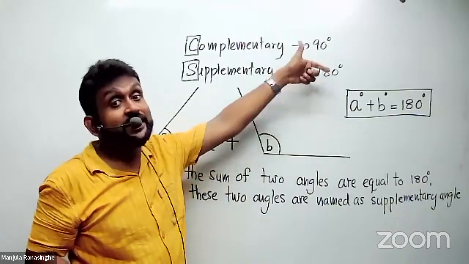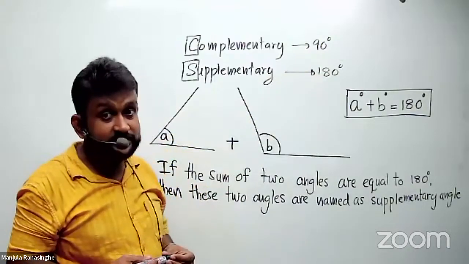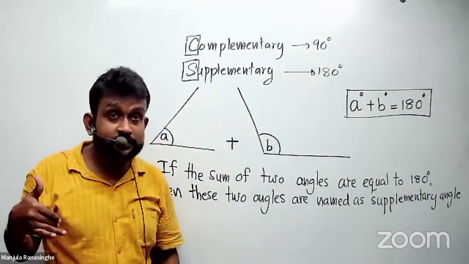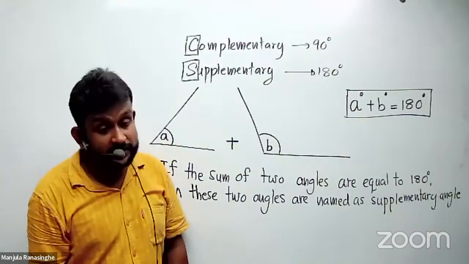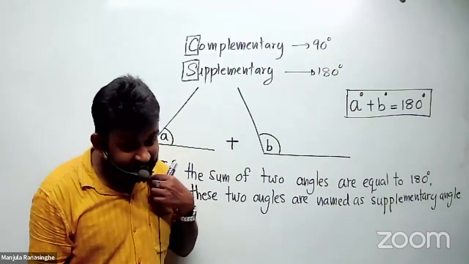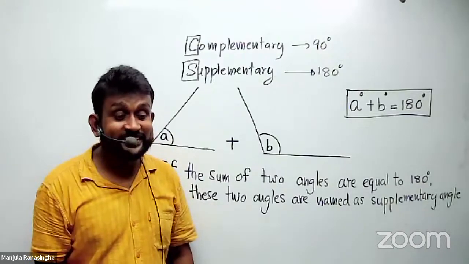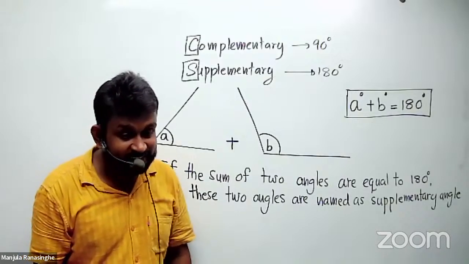Right. මුලින් එන එක්කෙනාට පොඩි value එක. පස්සේ එන එක්කෙනාට ලොකු value එක. Right. So 90 is the complementary. Then supplementary is the higher value, 180 degree. Okay. So that is how you get the understanding. තේරුණාද හැමෝටම? Right.